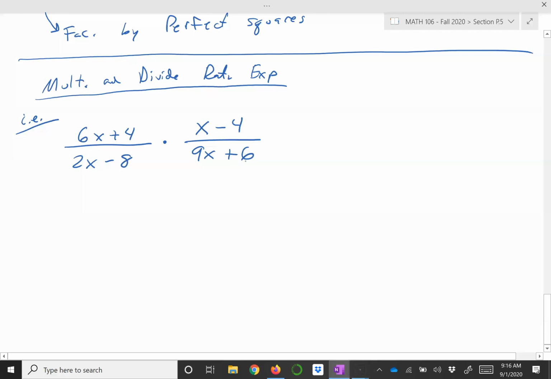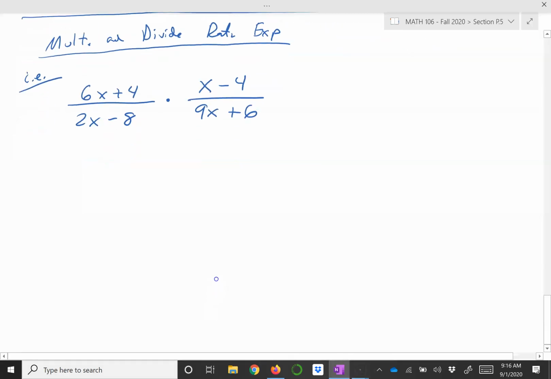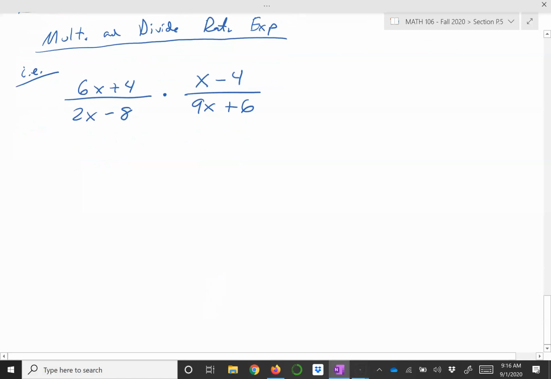All right, so what we're going to want to do is factor everything that we can factor. Now, these are all pretty simple to factor. They're all GCF. So let's just keep doing them all. So 6x plus 4, the largest thing I can factor out evenly is a 2. So I have 2 times 3x plus 2. I think I did that right, 6x plus 4.